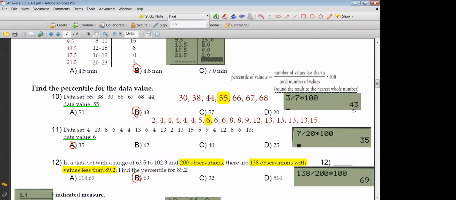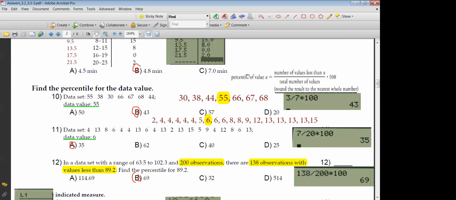Now, I had this set to 0 decimal places, all right? But when you're finding percentile, you follow the rules of rounding off. If this had been 43.2 or 43.4, I still would have called it 43. And here's the thing, there's nothing even around 43.